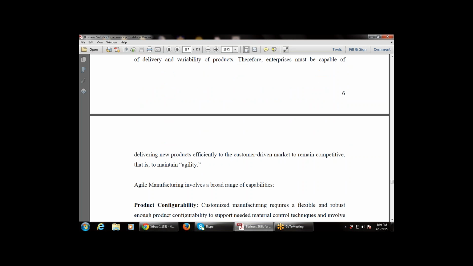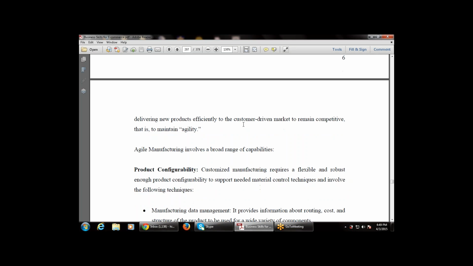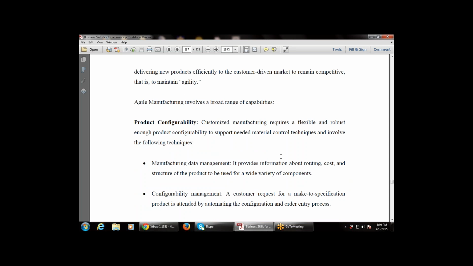That is, on the basis of the customer requirement, the new product will be delivered to remain competitive in the market. That means agility: to satisfy the customer, to deliver the products and capture the market, so that delivery of the product takes place in a proper and effective manner. Agile communication must involve a broad range of capabilities. What are the various capabilities that must be taken care of by agile manufacturing?